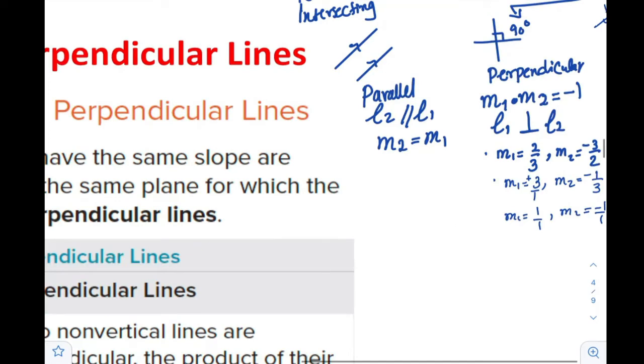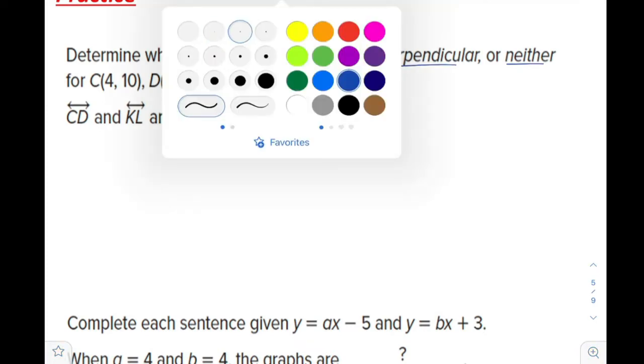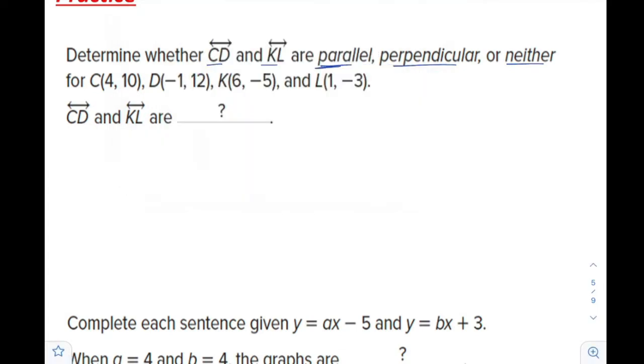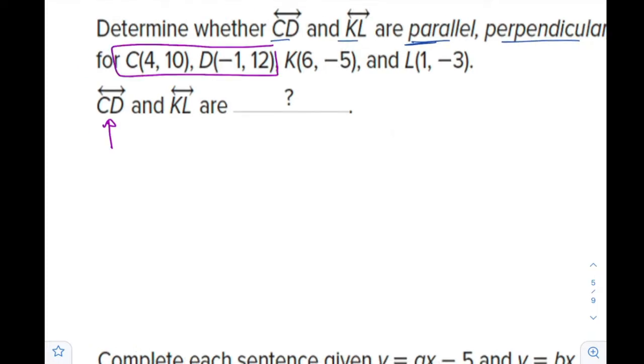So we are going to check a simple practice. Determine whether CD and KL are parallel, perpendicular or neither. You have many points as you see here, and we want to check the relation between the line passing through the points C and D and the line passing through the points K and L. Remember, to know whether they are parallel, perpendicular, or neither, we need to know the slope. So we will find the slope of the line CD.